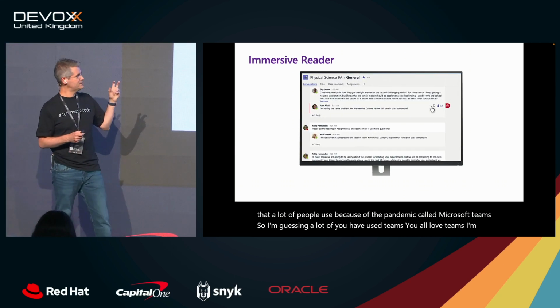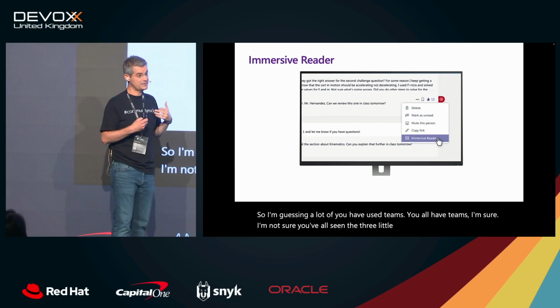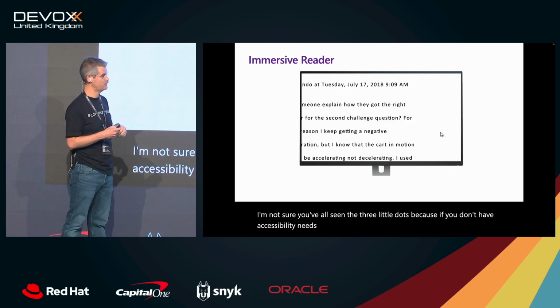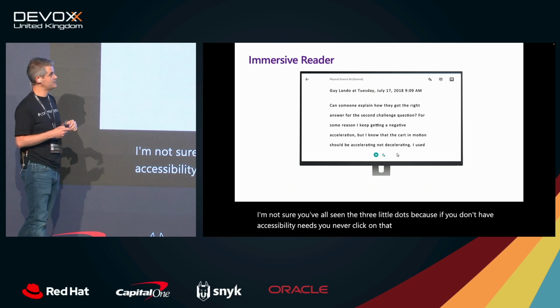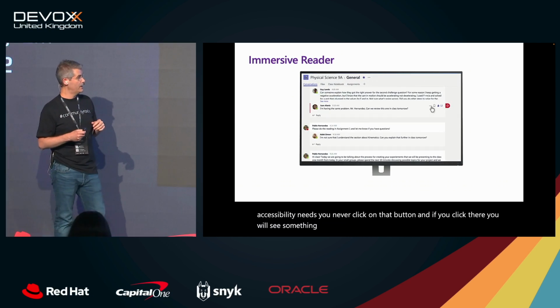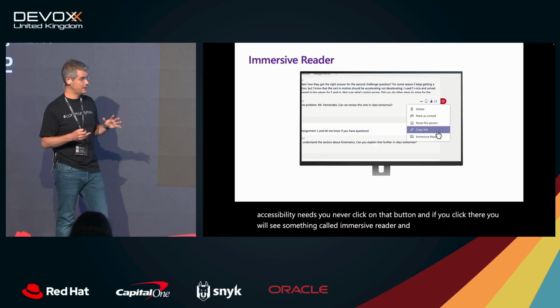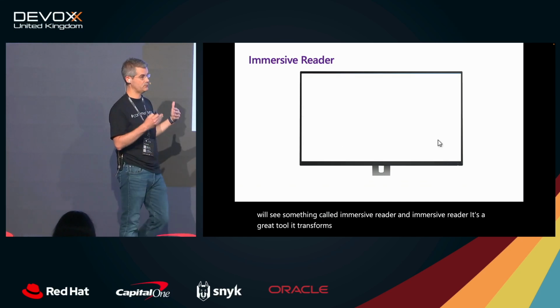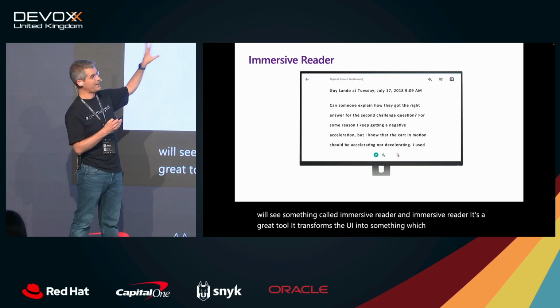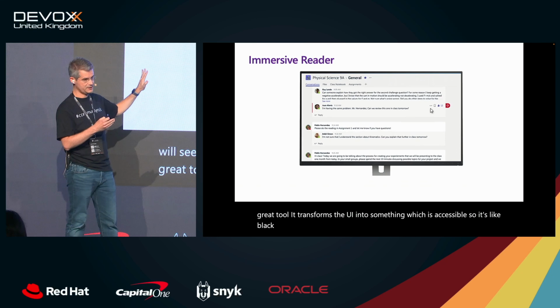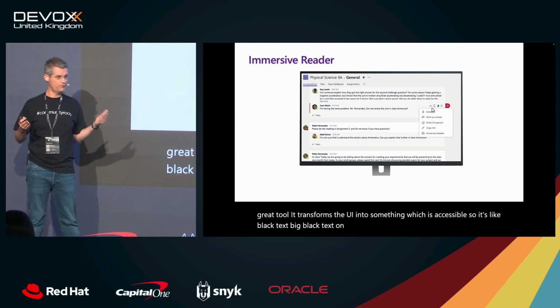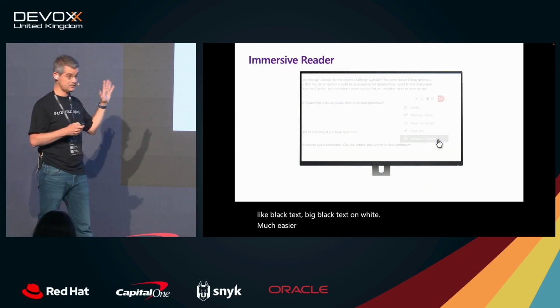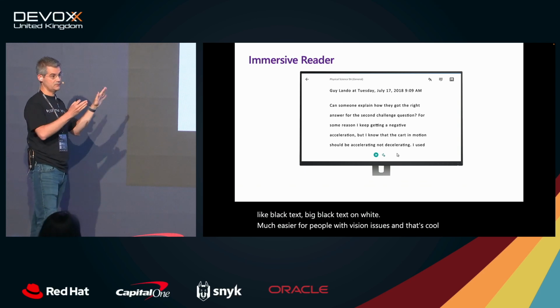I'm not sure you've all seen those 3 little dots, because if you don't have accessibility needs, you never clicked on that button. And if you click there, you will see something called Immersive Reader. And Immersive Reader, it's a great tool. It transforms the UI into something which is accessible. So it's like big black text on white. Much easier for people with vision issues. And that's cool. And that's what we've discussed from now on.